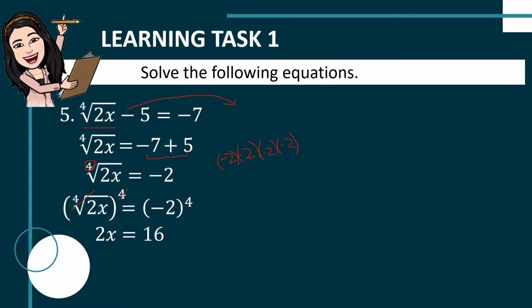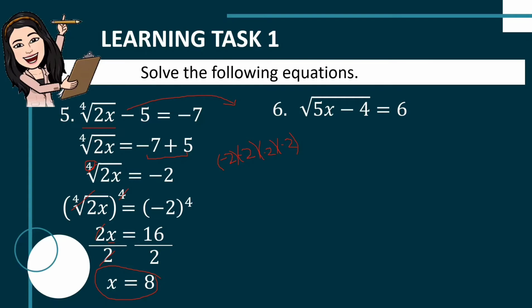Okay? Now, in order to find the value of x, we need to divide both sides by 2. So, we can cancel 2. So, our answer is x is equal to 16 divided by 2 is 8. So, therefore, the value of x is equal to 8. Okay? Next, number 6. The square root of 5x minus 4 is equal to 6. So, here, we will isolate na. Okay, balikan natin ha. Square root of 5x minus 4.